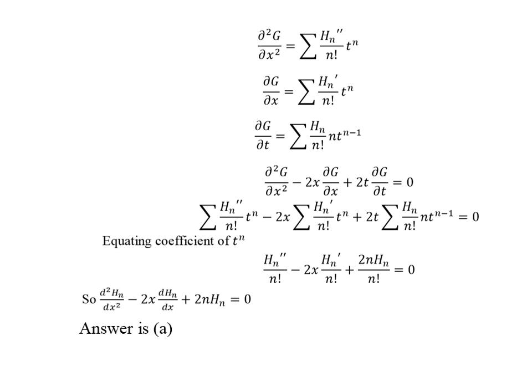Equating the coefficient of t raised to n, we get Hn double prime by n factorial minus 2x Hn prime by n factorial plus 2n Hn by n factorial equal to 0, and multiplying throughout by n factorial, we get the Hermite differential equation. Hence the answer is definitely A.